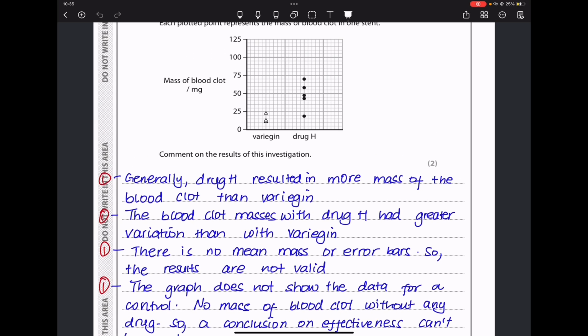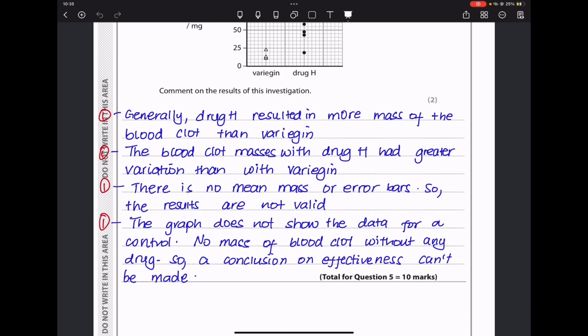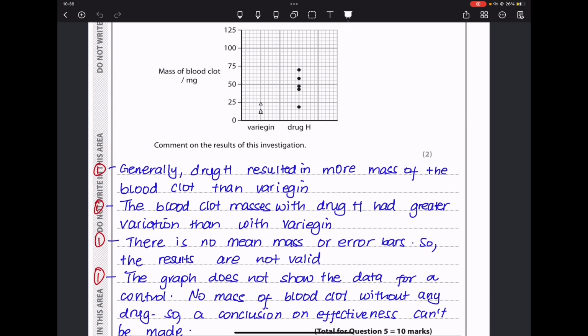I already say there is a lot of variation in the masses. There is no mean mass or error bars, so the results are not valid. And the graph does not show the data for a control. And again, here they say comment. Wherever they say comment, you have to talk about the validity of the data. So no mass of blood clot without any drug, so a conclusion on effectiveness cannot be made.